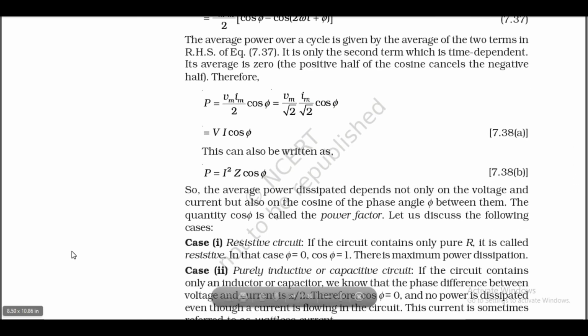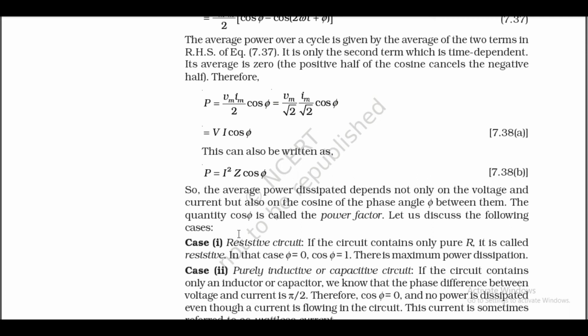The average power over a cycle is given by the average of the two terms on the right hand side of equation 7.37. It is only the second term which is time dependent, and its average is 0. The positive half of the cosine cancels the negative half. Therefore, P is equal to Vm Im divided by 2 cos phi naught, which is equal to Vm divided by root 2 times Im divided by root 2 cos phi naught, which is equal to V I cos phi naught. This can also be written as P equal to I squared Z cos phi naught.